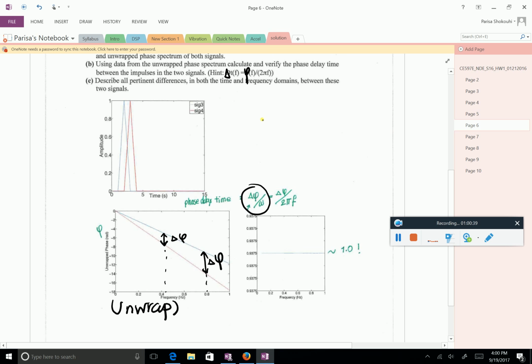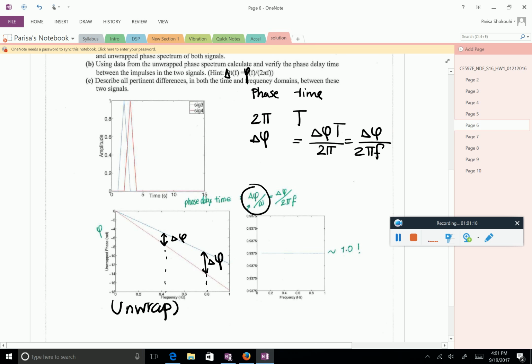So if you have 2 pi phase between 2 signals, that's like 1 period. Time delay. So here is phase, here is time. If you have delta phi, how much would be the time delay? It would be delta phi times T over 2 pi, or it would be delta phi over 2 pi f.